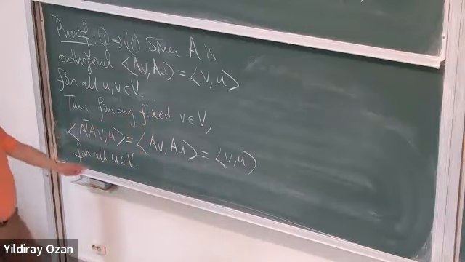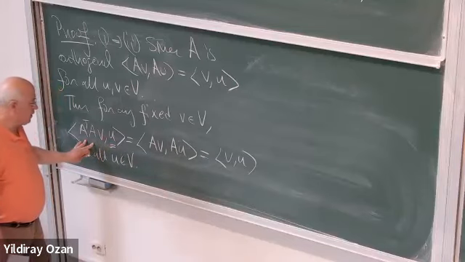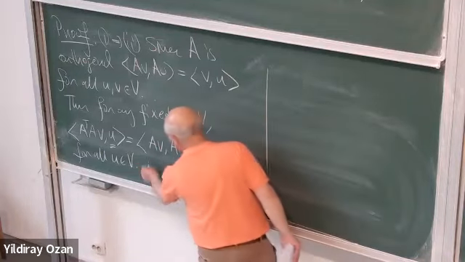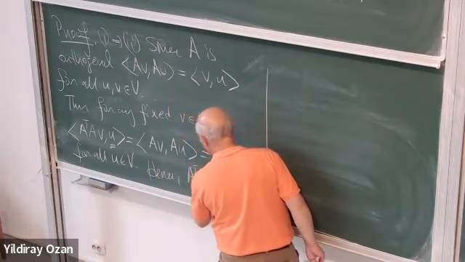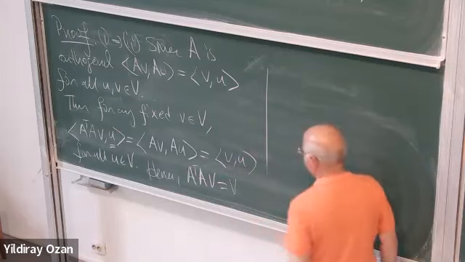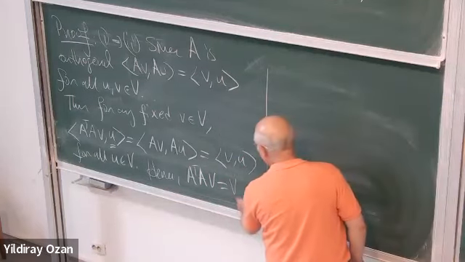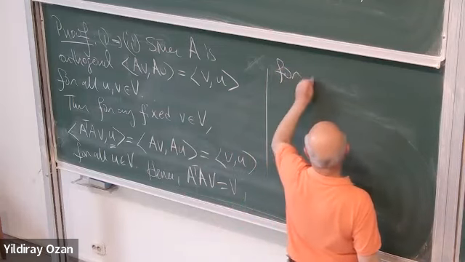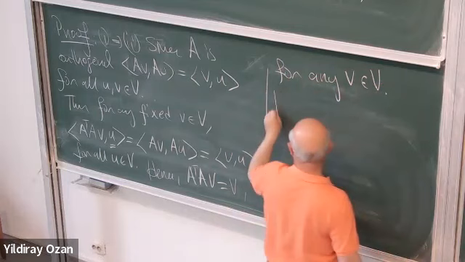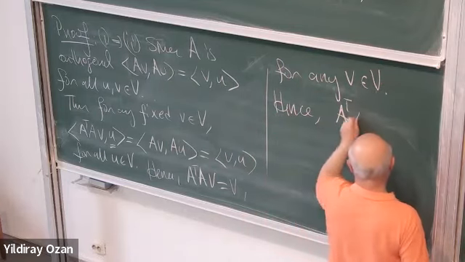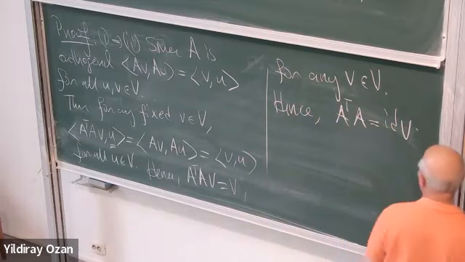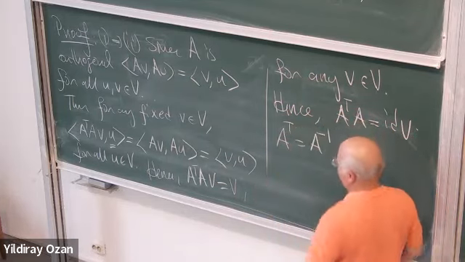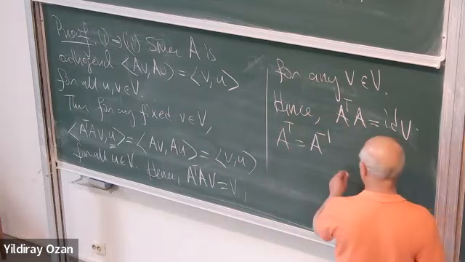So for all U in B, U inner product with this vector is equal to V inner product with this vector. This implies that, hence, A transpose A V is just V. Okay? And this is true for all V. Hence, A transpose A is just the identity map of B. But this means A transpose is just the inverse. A is invertible and A transpose is equal to A inverse.